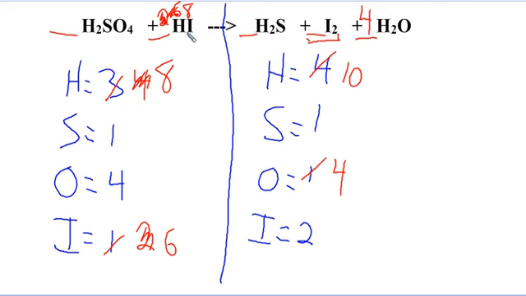So if we do that, that's going to give us 8 oxygens, 10 hydrogens, and over here we can change our I's to 4, and that gives us 4. So that ended up working. So final answer: 1, 8, 1, 4, 4.